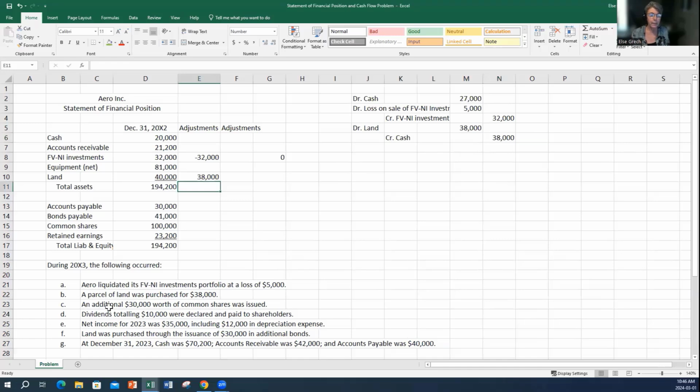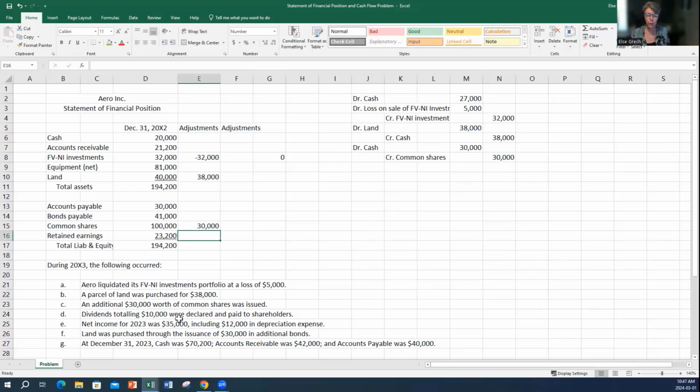All right. An additional $30,000 worth of common shares were issued. So they must have done a debit to cash and a credit to common shares. And that would have been for the full amount of 30,000. So common shares are going up by 30,000.